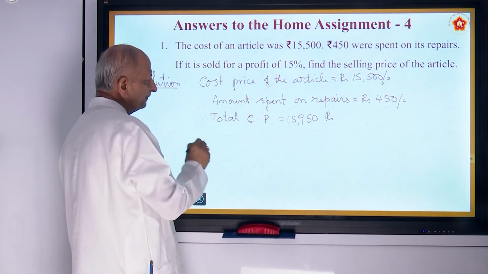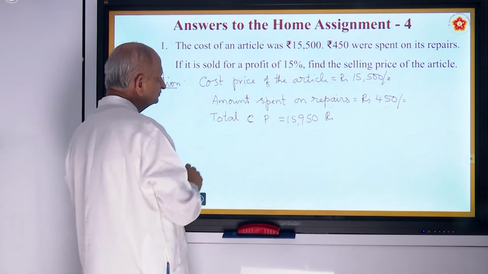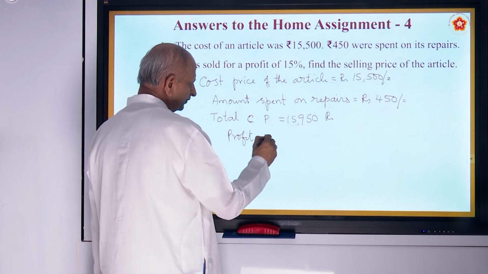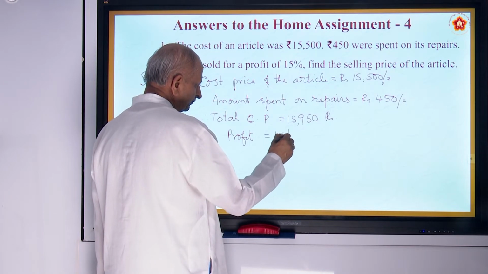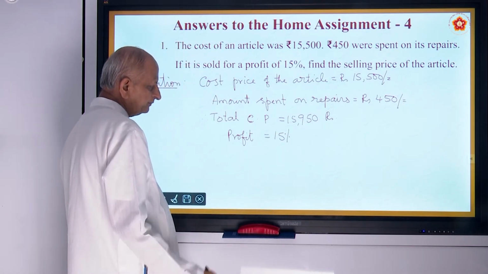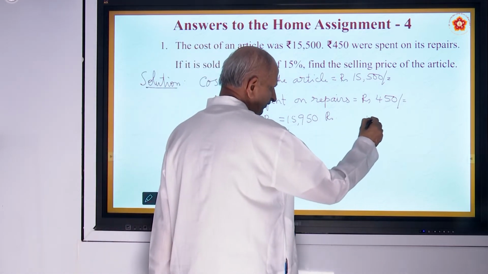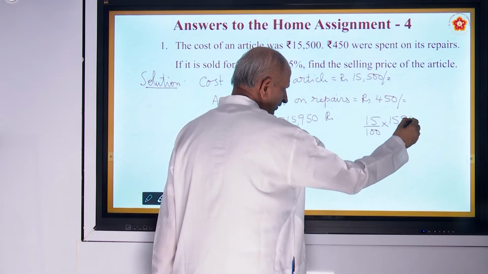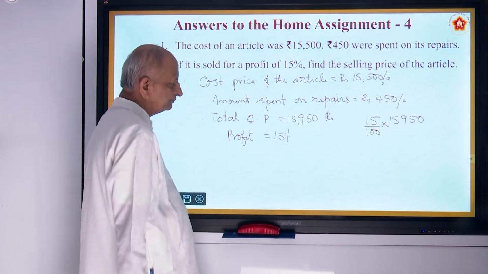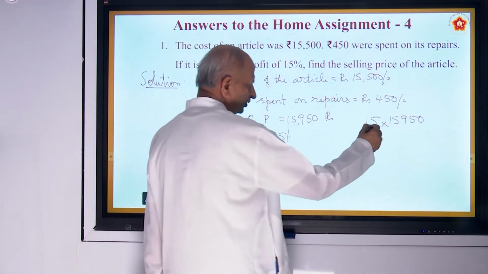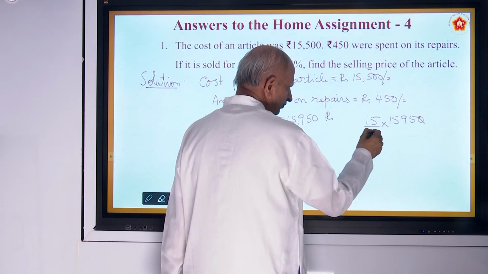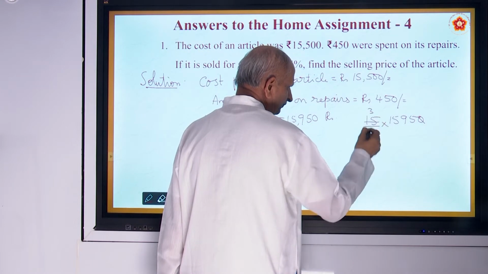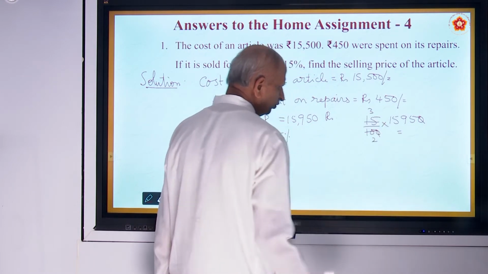Now the businessman wants to make 15%. So profit is equal to 15%. How to calculate profit? For 100 rupees it is 15. For 15,950, how much is the profit? So 0, 0 cancels.